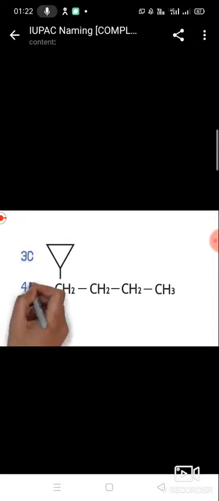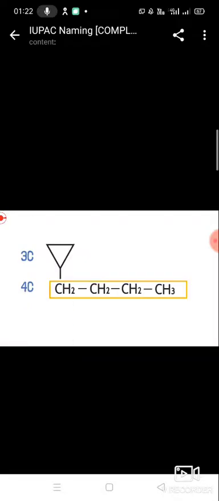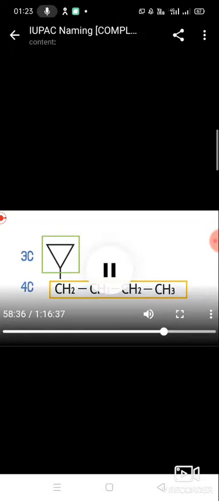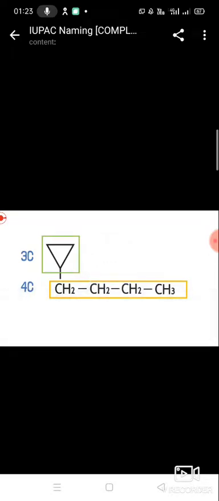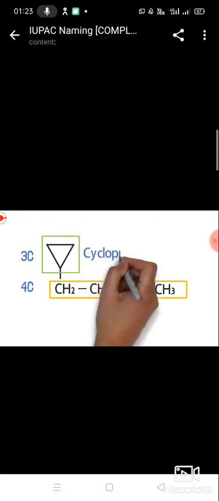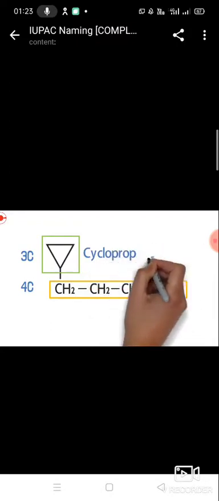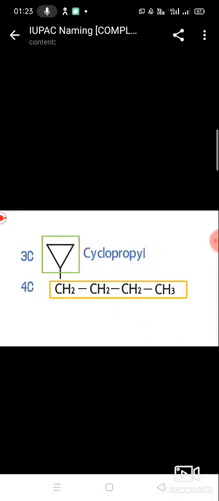Look at this cyclopropane. In this first carbon, what is attached? A butane group is attached. When they are giving the numbers 2, 3, 4, 3 carbons means it is cyclopropane. 4 atoms are present in this straight line, so butane. So when you give the number 1, cyclopropyl, 1-butane, 1-cyclopropyl and 1-butane.